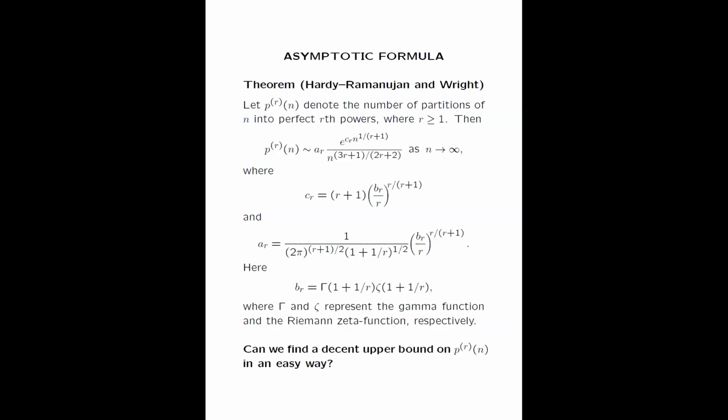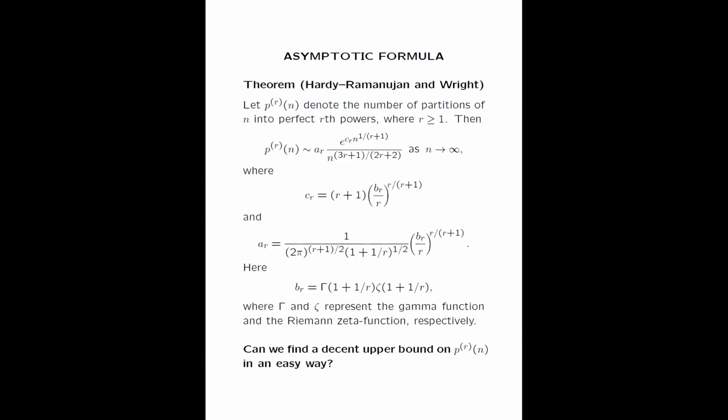There are 3 noteworthy features. If you look at the numerator, it's e to the power c sub r times the (r+1)th root of n. The denominator is a power of n. It speaks for itself. And then there's the constant a sub r, which also speaks for itself. Oh, I should mention that both c sub r and a sub r depend on what I'm calling b sub r. That's important. It is the product of the gamma function times the Riemann zeta function evaluated at 1 plus 1 over r. Okay, this is asymptotic.